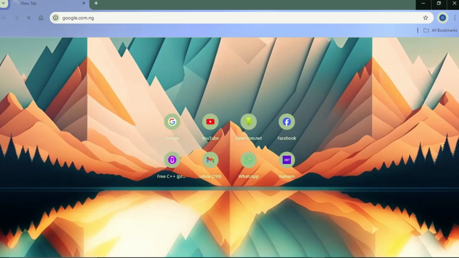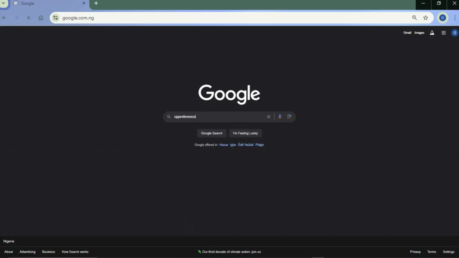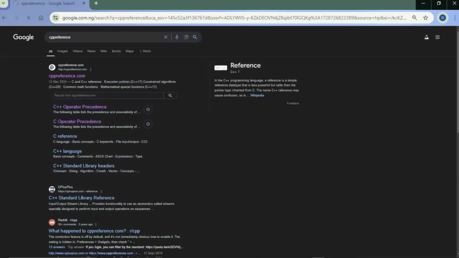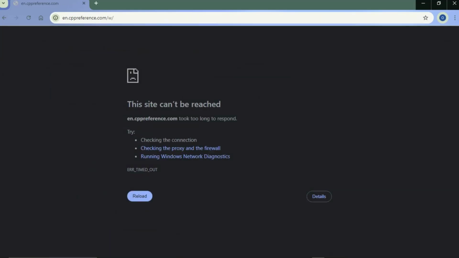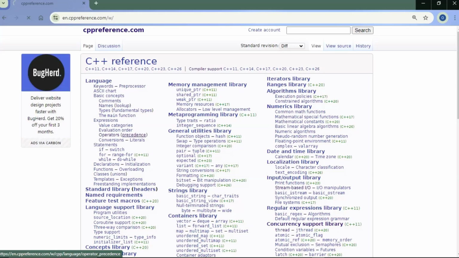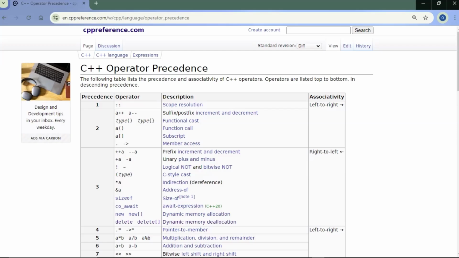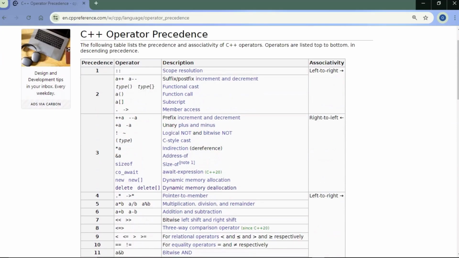I'm going to use Google and go to C++ reference. C++ reference contains a lot of libraries for C++ programs. If you want to learn C++ better, it's a good resource. Okay, good. Now we have precedence, which is this one here. Just click on it. Now we have the tables: the precedence, the operators, the descriptions, and the associativities.